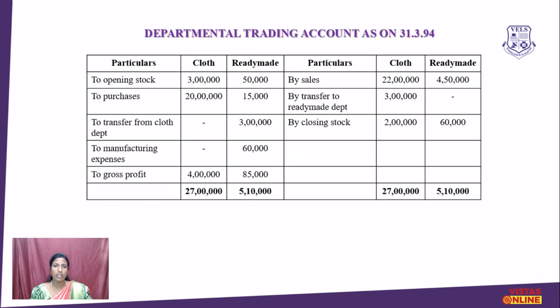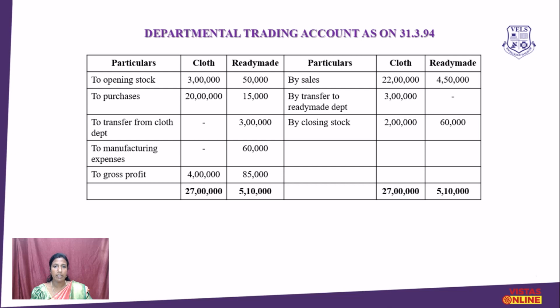That is the departmental trading account for both departments. Departmental trading account as on 31st March 1994. We know very well that all the expenses and all the revenue are included on the debit and credit sides. After finding the difference, we find out the gross profit, which is brought down to the profit and loss account. After the profit and loss account, we calculate the net profit value, and capital plus net profit we mention on the liability side of the balance sheet.